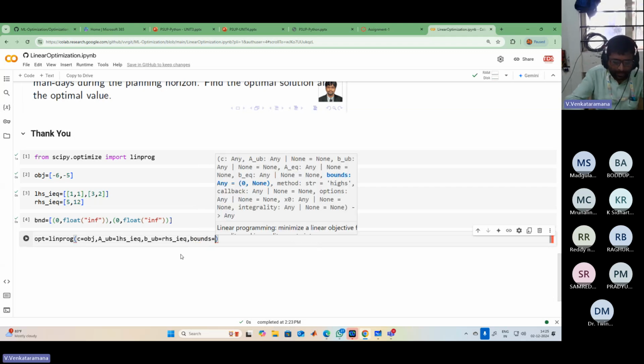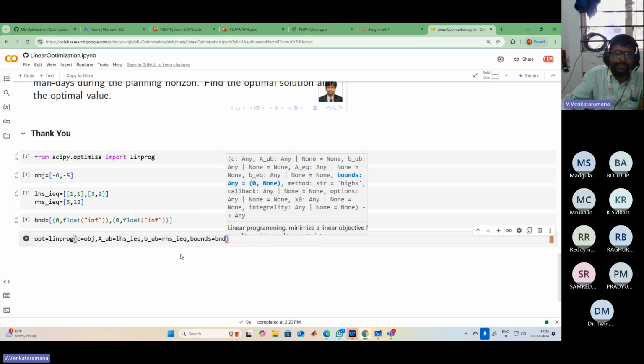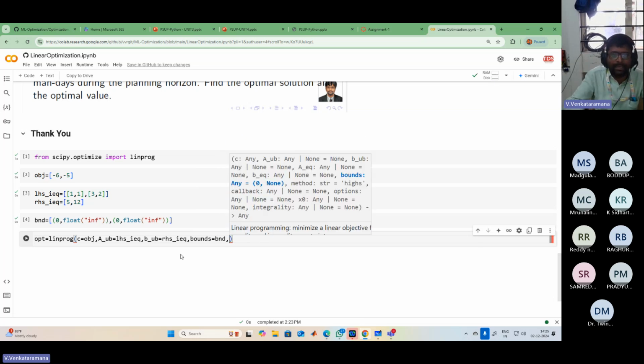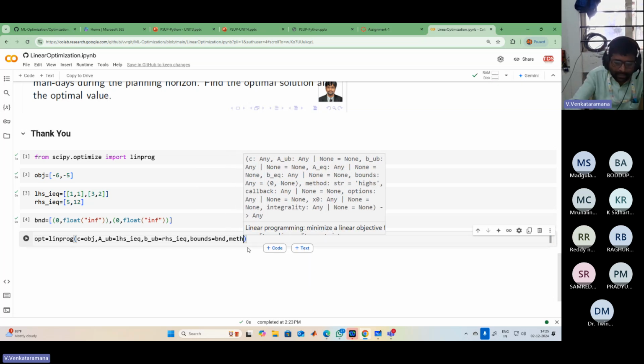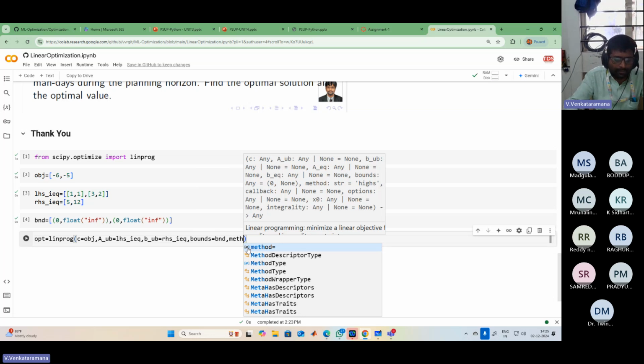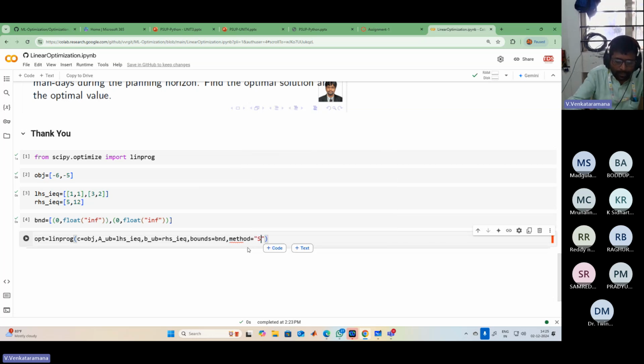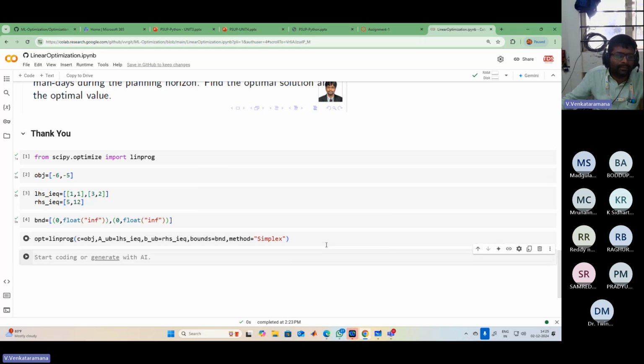What boundaries are available? That is the BND. So bounds equal to BND. And you can call your method, which method you want to use. I want to use the simplex method. That's it. This single line will be helpful to solve your optimization problem. So you can run this cell.